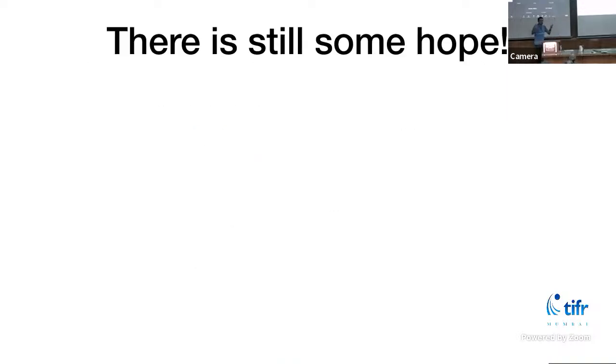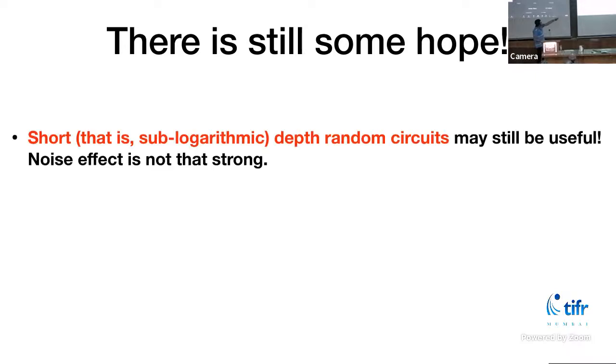Okay, but there's still some hope. What are the hopeful places still? One place is short depth quantum circuits. We don't have any proofs for hardness, but it's also not clear that sub-logarithmic depth random quantum circuits are classically simulable. The hardness proofs break, but so far there's no classical simulator either. So maybe there's some hope there.